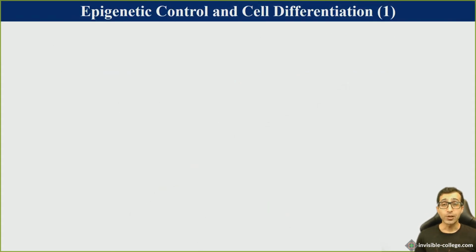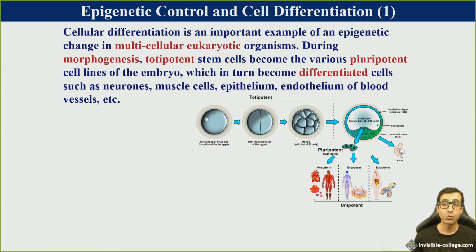Now, the cellular differentiation that we mentioned before is an important example of an epigenetic change in multicellular eukaryotic organisms. So during morphogenesis, or the coming into being of form, totipotent stem cells become the various pluripotent cell lines of the embryo, and these in turn become the differentiated cells such as neurons, muscle cells, epithelium and the endothelium of blood vessels, etc.